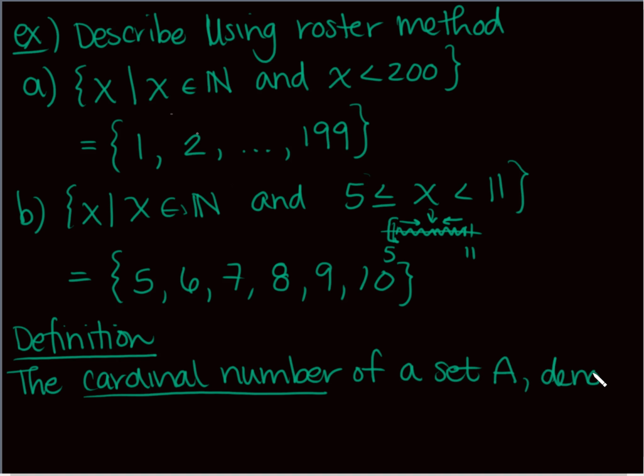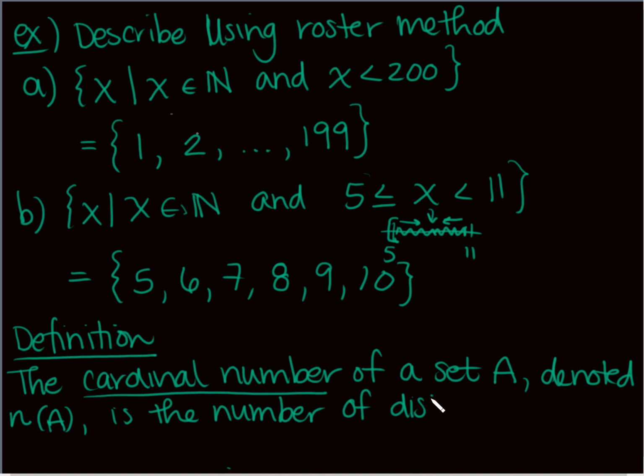The cardinal number of set A is denoted n of A, with a small n. Not to confuse that small n with my capital N up here, which has nothing to do with the natural numbers. This little n in mathematics is a lot of the time used to count the number of things. Maybe I shouldn't say it's not to be confused with natural numbers, because the cardinal number is going to be a natural number, so maybe that's why we use it. I don't know. n of A is the number of distinct elements, meaning not the same, in A.